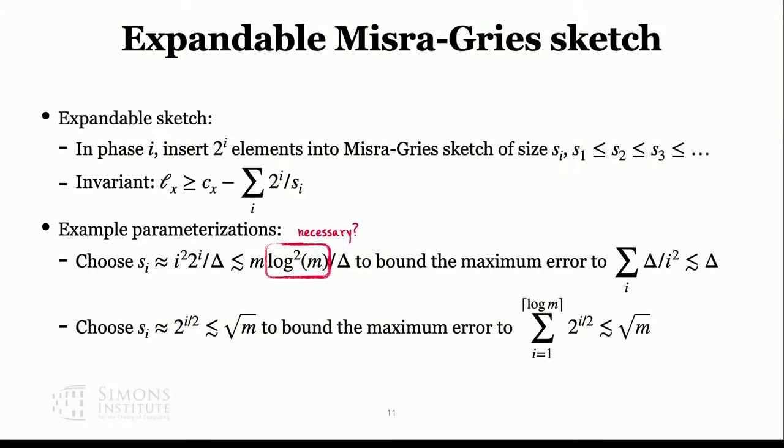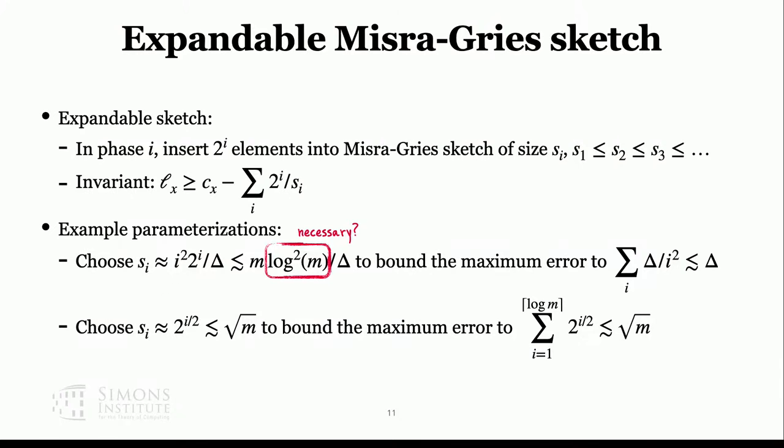Maybe more interesting, we could use space that is the square root of the length of the phase, 2 to the i/2. So this means that at any time after seeing m stream elements, we use space root m, and then all of these bounds are dominated by the last term, and we get an error that is root m.